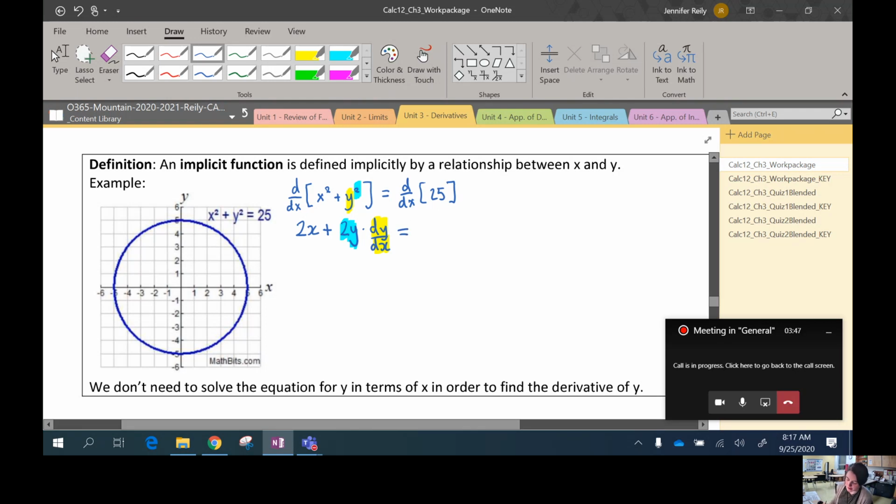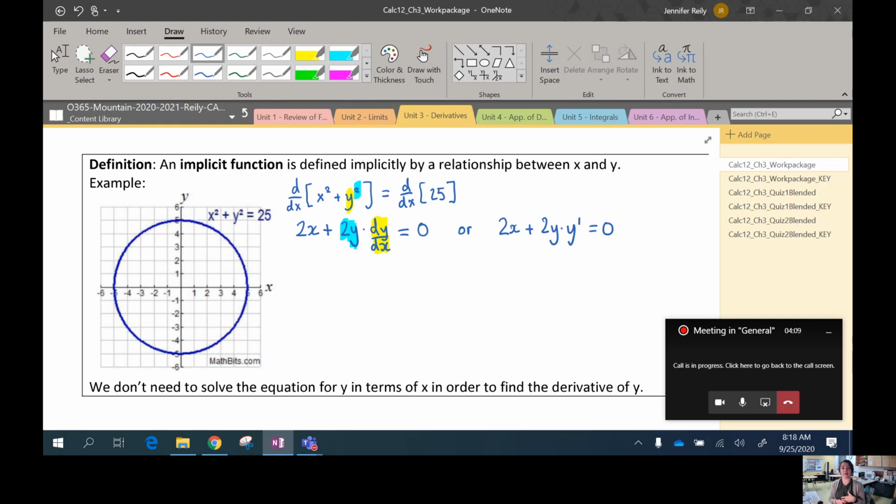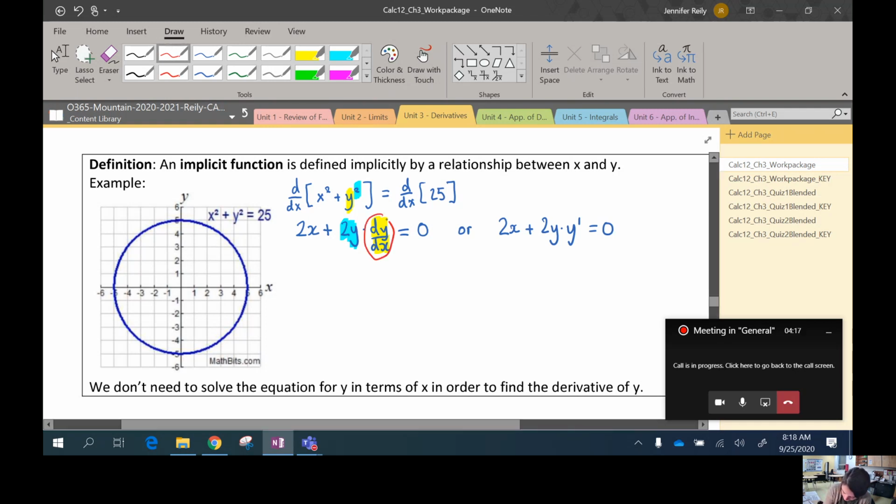On the right-hand side of the equation, we have the derivative of 25. It's a constant, and derivatives of constants by themselves are 0. You can also write it like this, using the notation 2y times y prime, whatever you prefer. That's also fine. Now our goal, remember, is to find the derivative of our function y with respect to x. So now we want to solve for dy by dx. We're just going to isolate it using algebra.